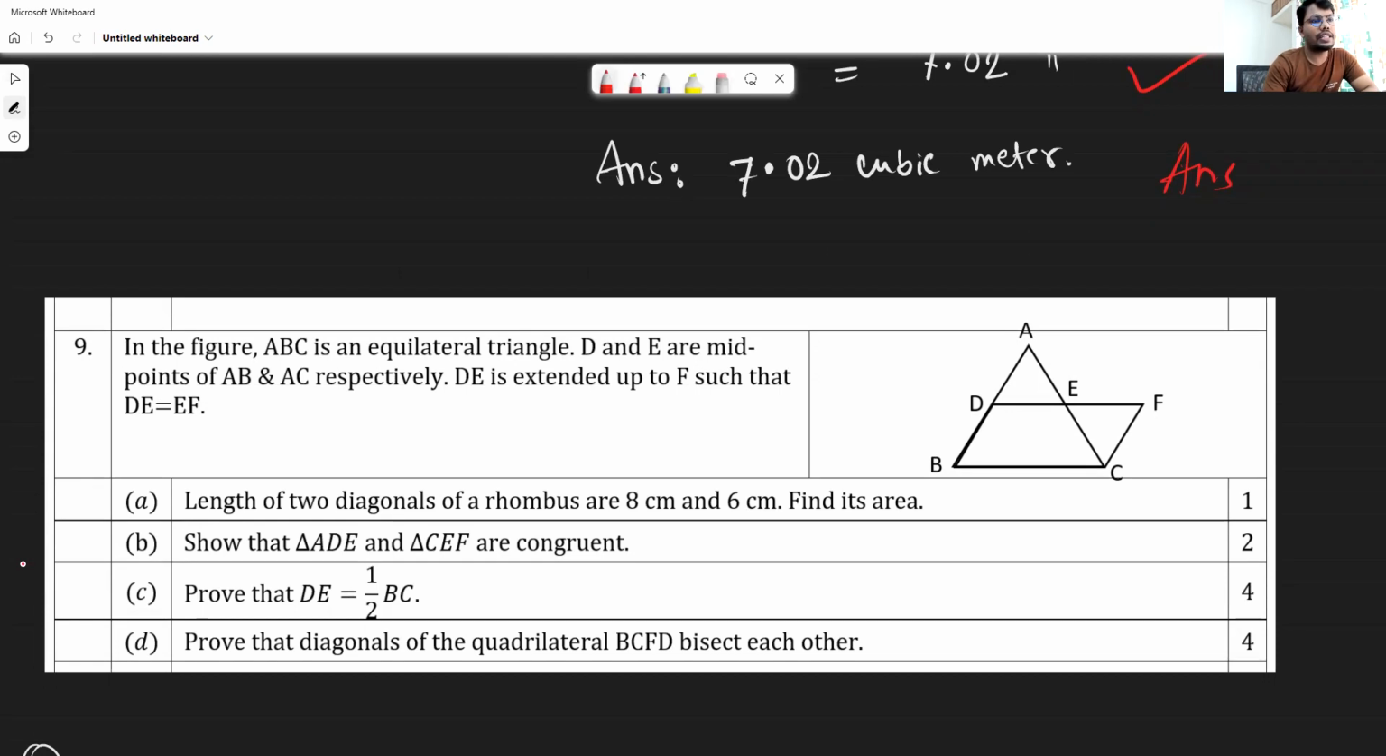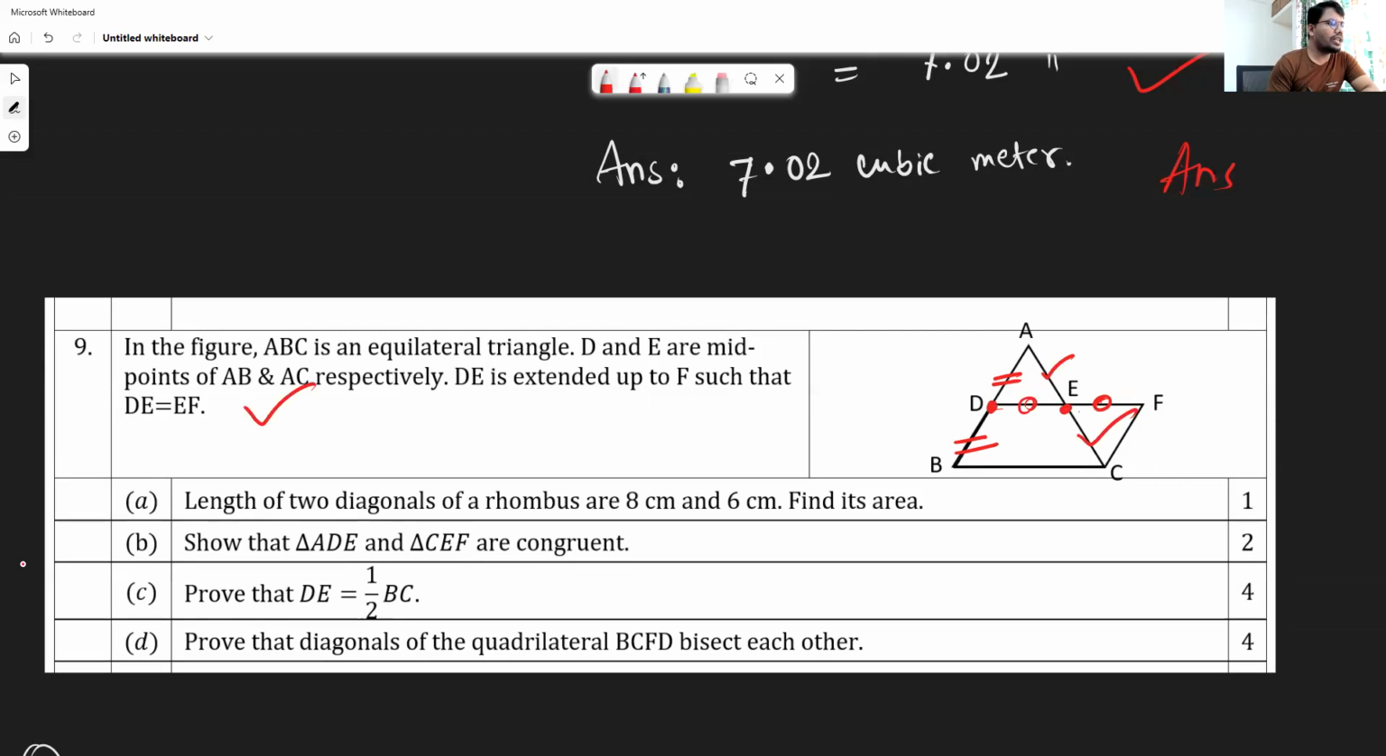In the figure, ABC is an equilateral triangle. Equilateral triangle means all sides are the same. D is the midpoint of AB, and E is the midpoint of AC. D and E are joined, and DE is extended up to F so that these two sides are the same. Now join C and F. This information is given here.